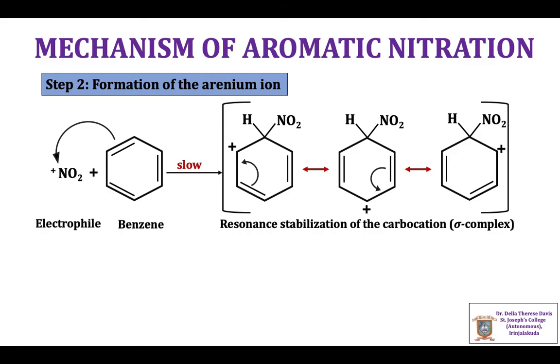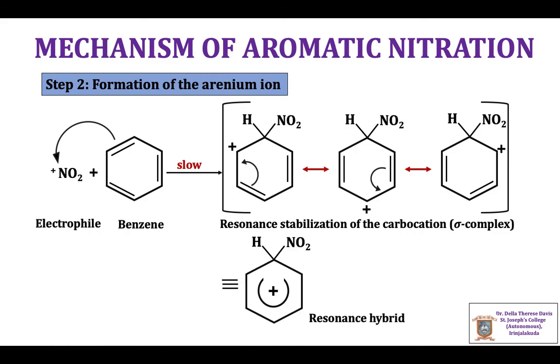Second step is the formation of the arenium ion, in which the electrophile attacks the benzene ring. It first forms a pi complex which changes to resonance stabilized sigma complex. The resonance structures of the sigma carbocation are shown here. And the hybrid structure can be represented like this.